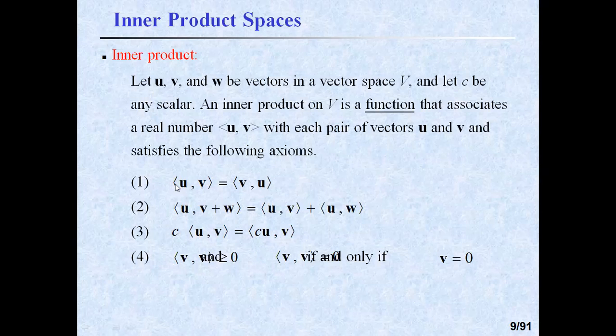The inner product is always denoted by this symbol, which you read as the inner product of u comma v. This is the important definition in this chapter, the inner product space. These four axioms you also have to note down. This is the commutative property, this is the distributive property, this is scalar multiplication, and this is the positivity property, v equal to 0.